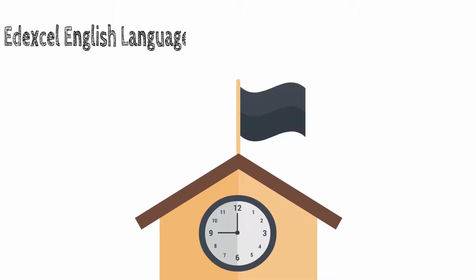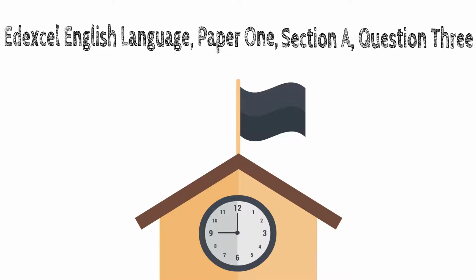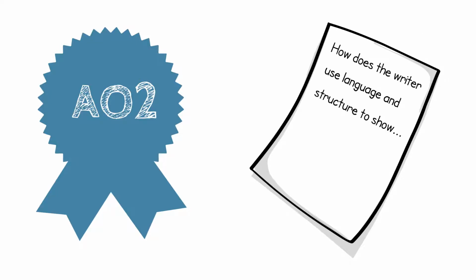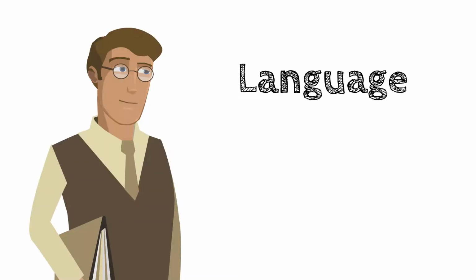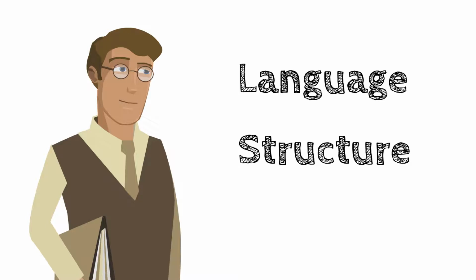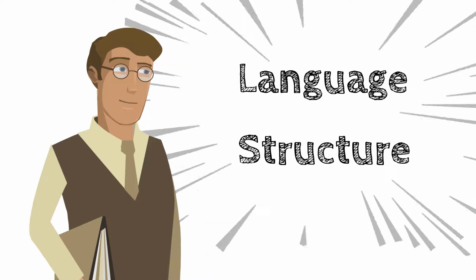Edexcel English Language Paper 1, Section A, Question 3. This question is an AO2 question, and it will specifically ask you, how does the writer use language and structure to show something in a small section of the text? You must analyse both language and structure and comment on how the language and structure affects the reader.